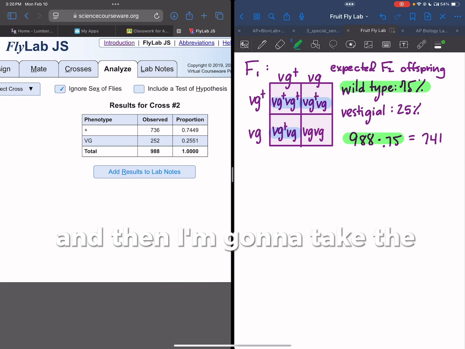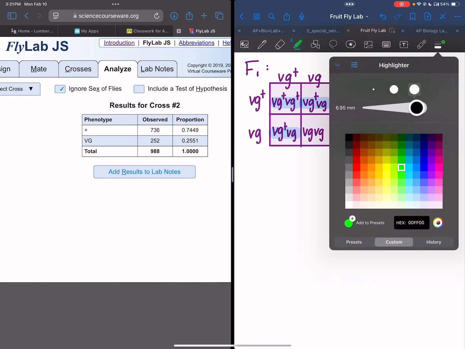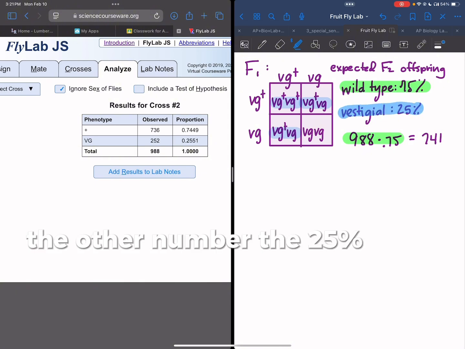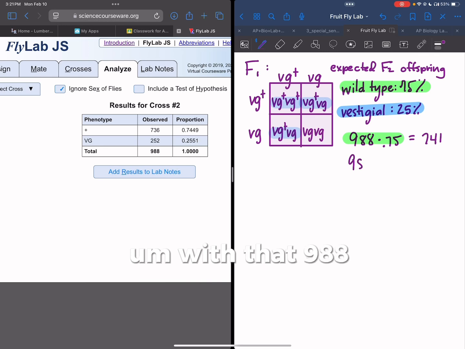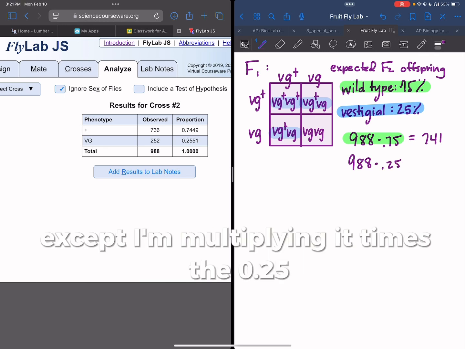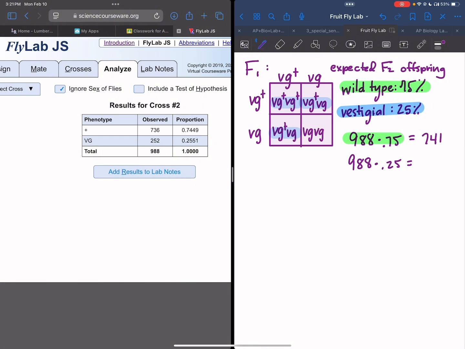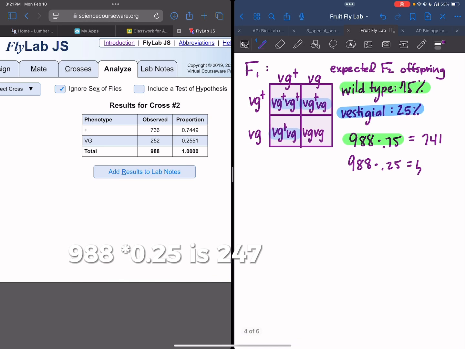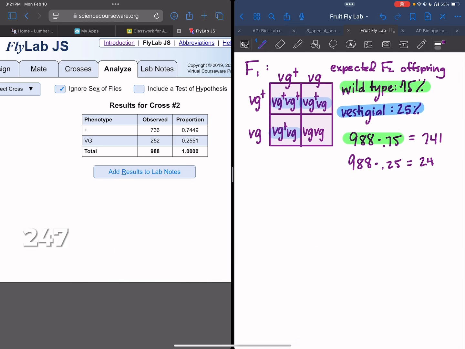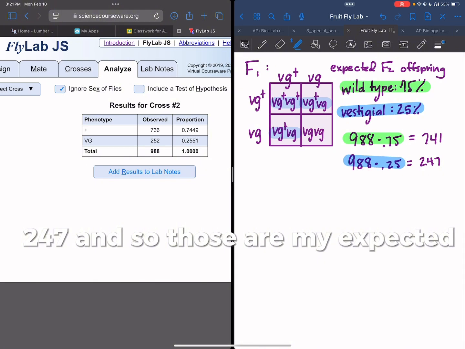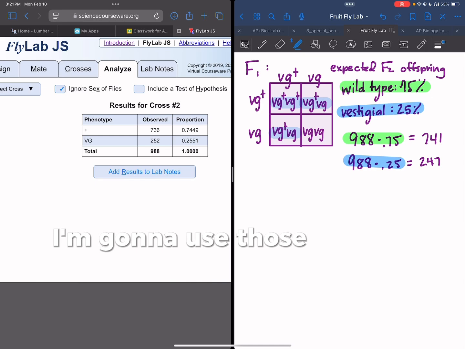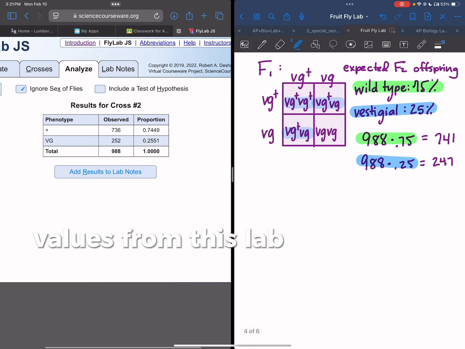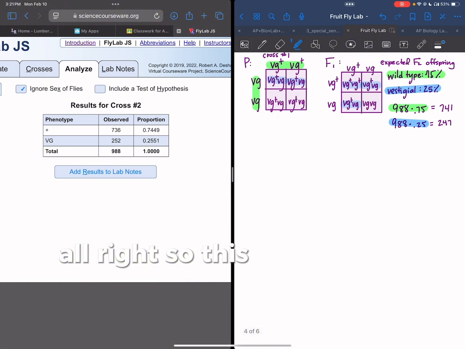And then I'm going to take the other number, the 25%, and do the same thing with that 988, except I'm multiplying it times 0.25. 988 times 0.25 is 247. Sorry, 247. Those are my expected values, and I'm going to use those to calculate chi-square. I'm going to use those with my observed values from this lab that we did over here on the left. All right, so this is cross number 1.